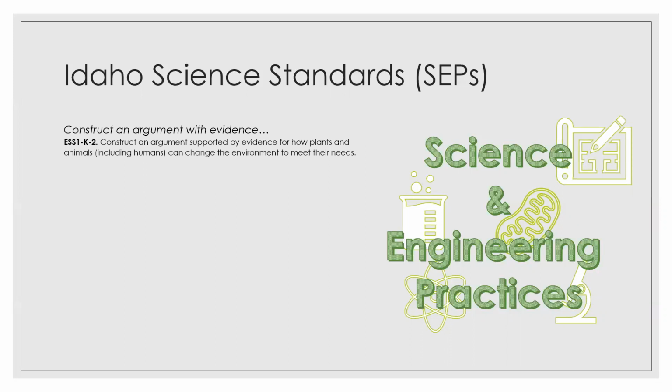So the content they're learning, what's called the DCI, the disciplinary core idea, is that plants and animals change their environment. But the actual action statement of how the student would demonstrate their learning is in the SEP, that construct an argument. We're going to take a look at a resource where students are asked to do that.